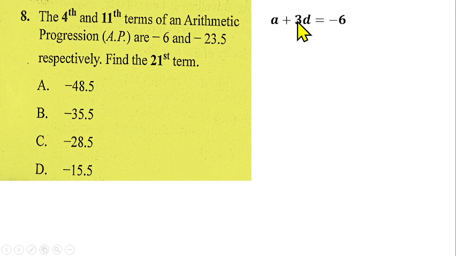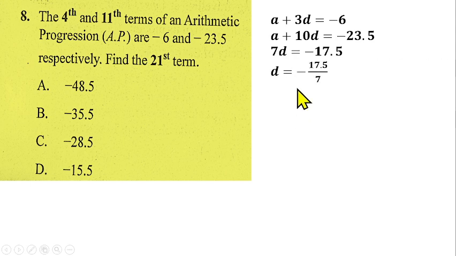That should be a plus 3d. The fourth term of our AP is a plus 3d, and that should be equal to minus 6. The 11th term is a plus 10d, and that will be equal to minus 23.5. Then from there you can subtract this equation from this one. So a minus a will give us 0, 10d minus 3d will give us 7d. Then minus 23.5 minus minus 6 should give us minus 17.5. Divide both sides by 7, so you have d equals minus 17.5 over 7, and that should give us minus 2.5.